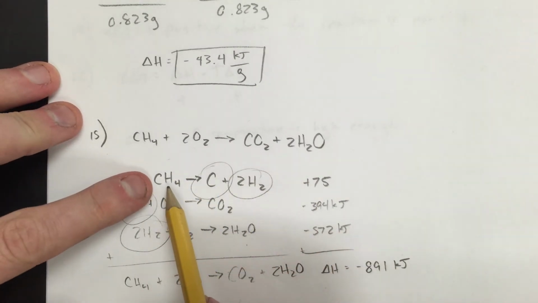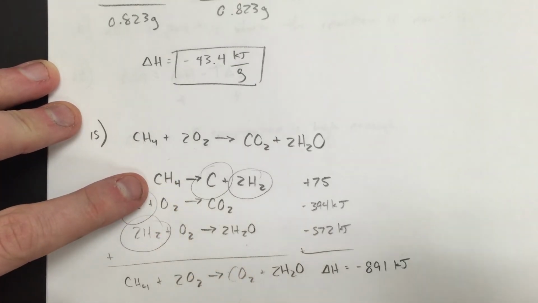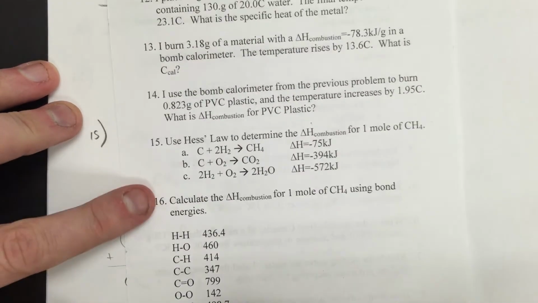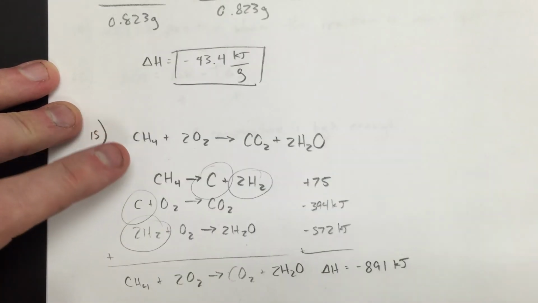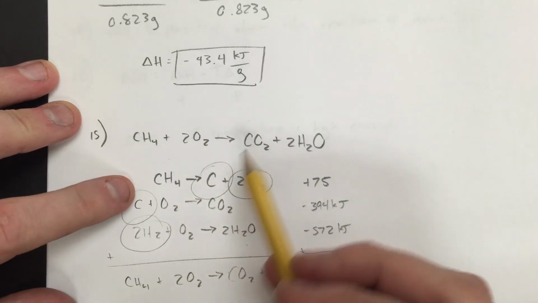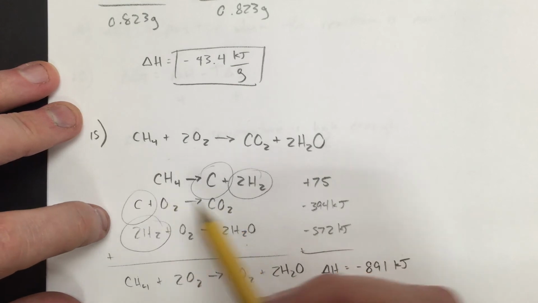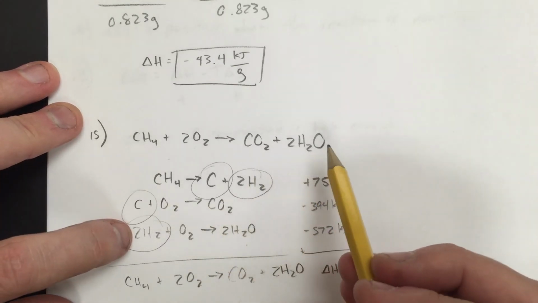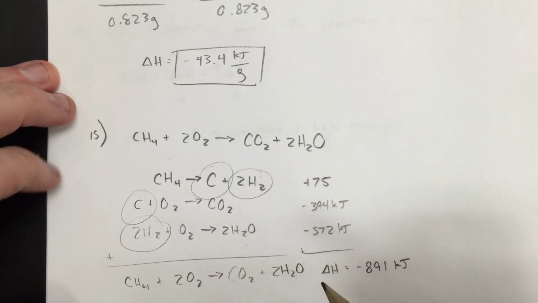So we have the first one, right? We need CH4 in the reactants. So we reverse that first one. We reverse A, because A has it in the products. Then we know that we need oxygen in the reactants. We'll see if that shakes out later. We know we need carbon dioxide in the products, so we use B. And we know we need 2 waters in the products as well. So we use C, which already has 2 waters in the products.